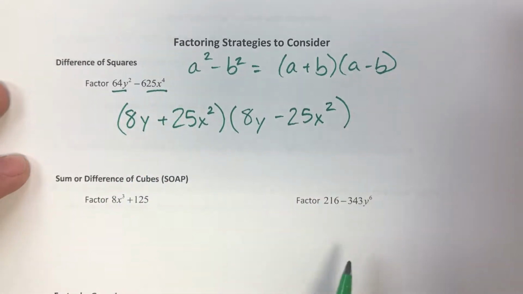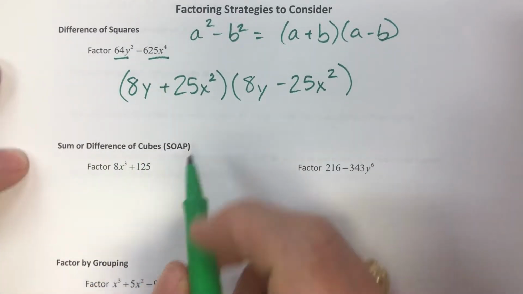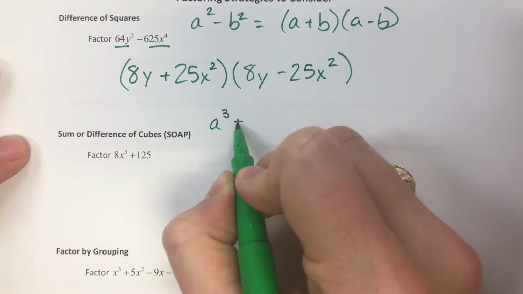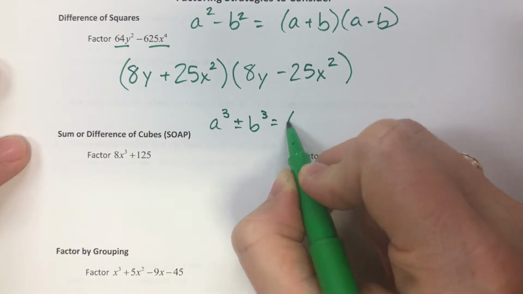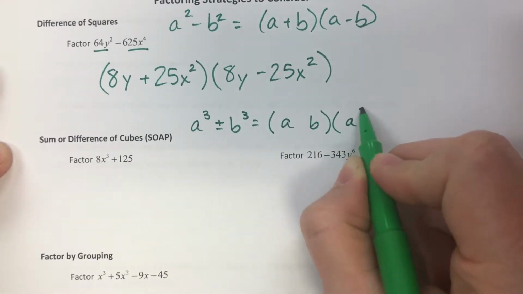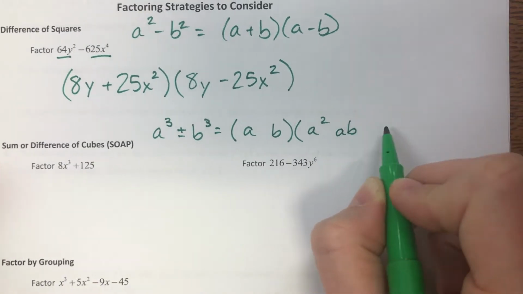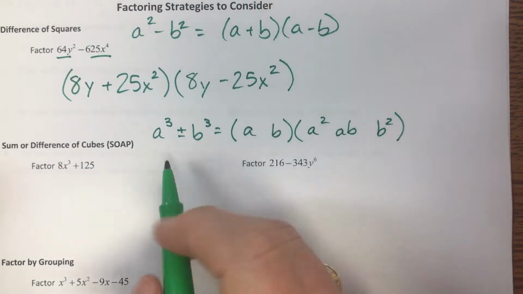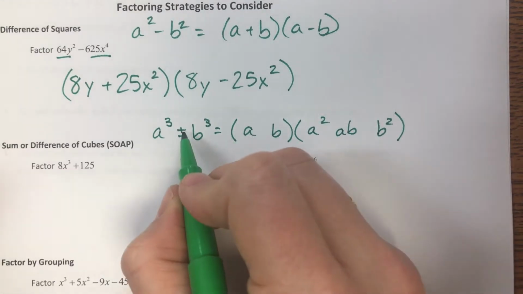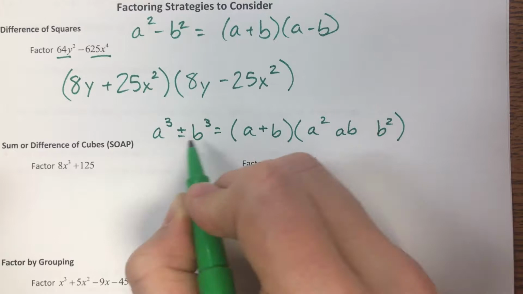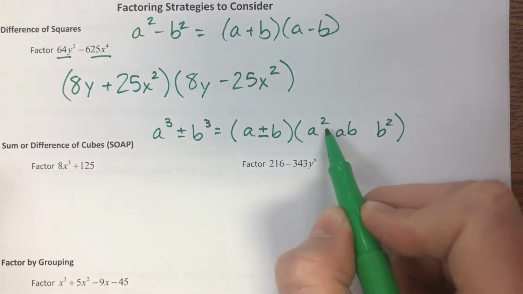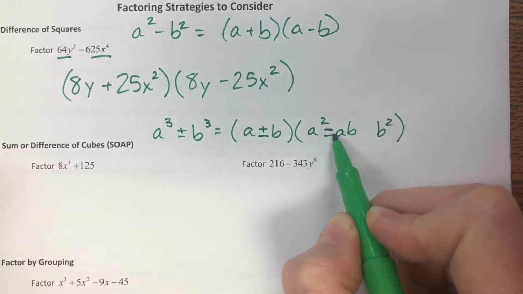Complicated perfect squares. The next one is the sum or difference of cubes, and that one is a cubed plus or minus b cubed equals, here's how I remember it, (a plus or minus b) times (a squared, minus or plus ab, plus b squared). And then it's SOAP: same, opposite, always positive. So same, if it's positive here, it's positive there. If it's negative here, it's negative there. Opposite means that if it's positive, this one's going to be negative. If it's negative, it's going to be positive.